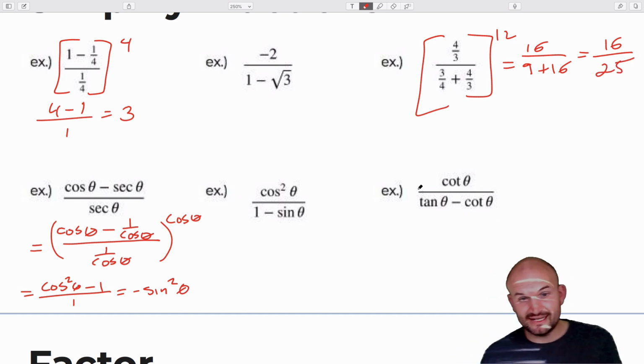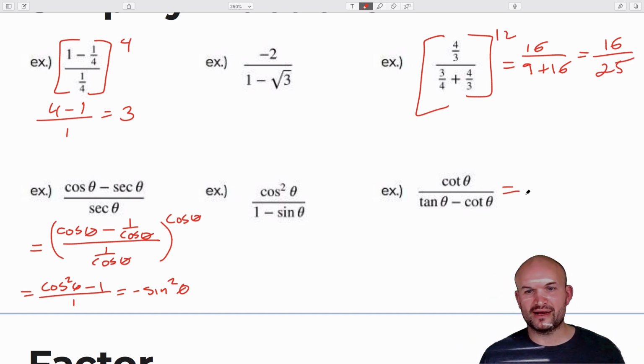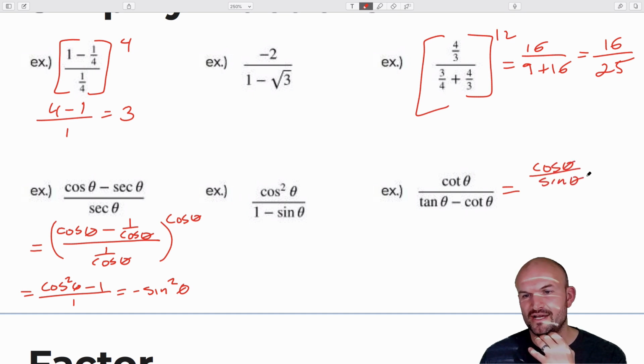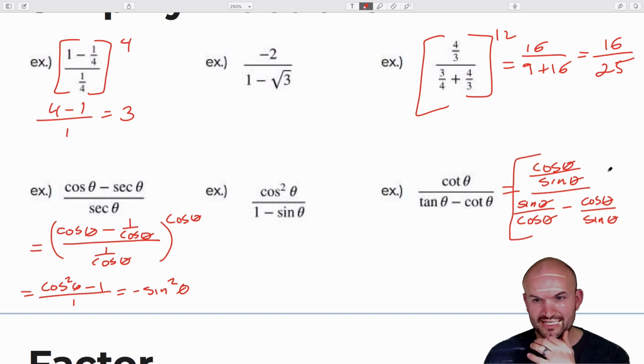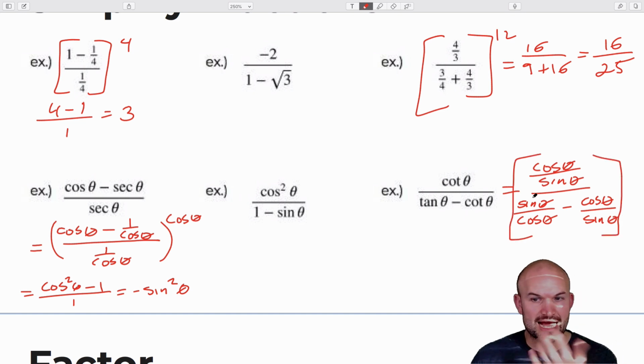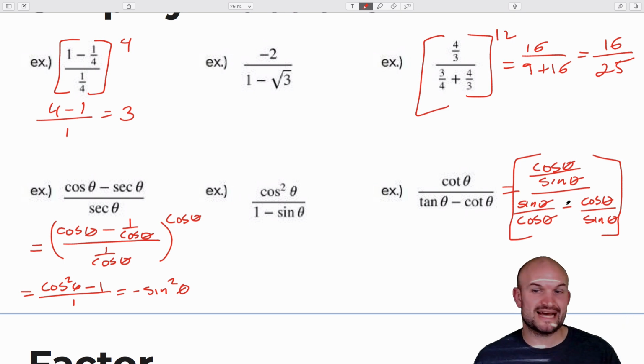Okay, so again, same kind of idea here is let's rewrite this not with tangent and cotangent, but in terms of sines and cosines. So this would be cosine of theta over sine of theta divided by sine of theta over cosine of theta minus cosine of theta over sine of theta. So again, you can see that the common denominator is going to be sine times cosine.